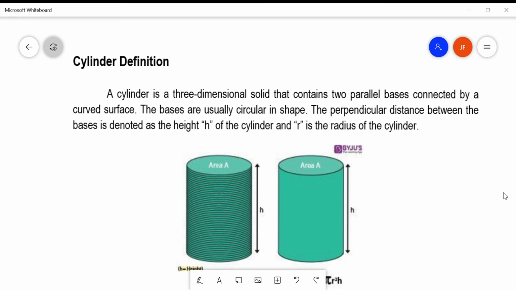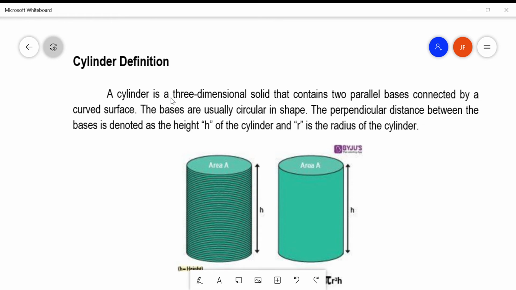Hello everyone. At this point in time, we are going to discuss this topic on cylinder. Okay, let's start with the definition.